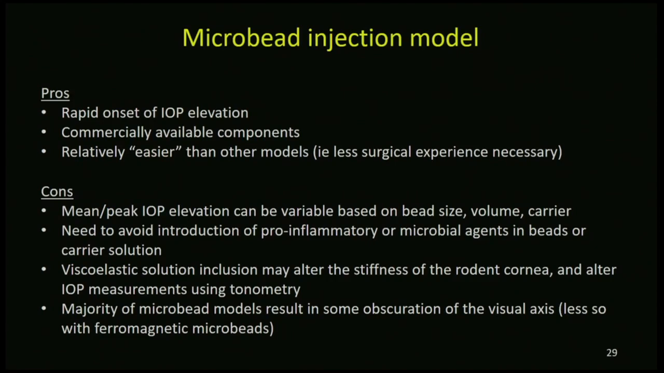Viscoelastic solution could be included, but in addition to causing a pressure spike early on, it may actually alter the stiffness of the rodent cornea, so that when you go and measure the IOP, it could give you a falsely elevated IOP because now the stiffness of the cornea has changed, because you're no longer hitting cornea against aqueous, it's cornea against viscoelastic. And then the majority of microbead models result in some obscuration of visual access, less so with the ferromagnetic beads.